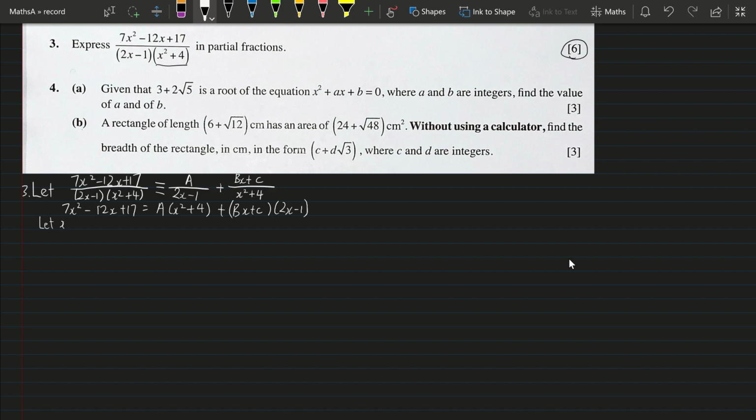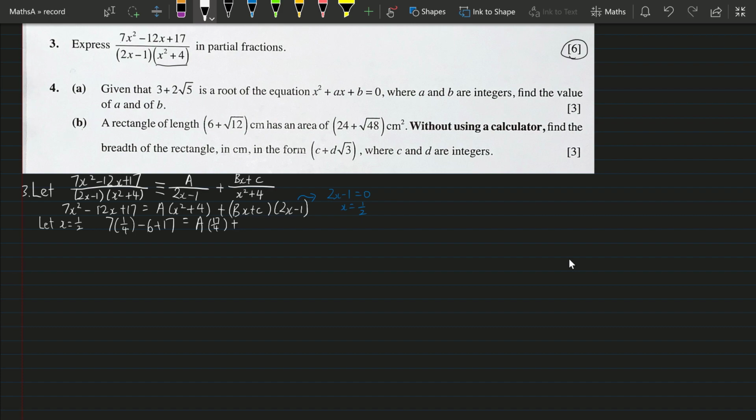So I let x equals to half here. So why is it x equals to half and not any other value? Just think about this. If you let 2x minus 1 be equals to 0, x should be equals to half. So why is this relevant? When we let x equals to half, we'll have 7 times 1 quarter minus 6 plus 17 on the left hand side. And then this A factor here will be half squared, so 1 quarter. 4 and 1 quarter is 17 over 4.